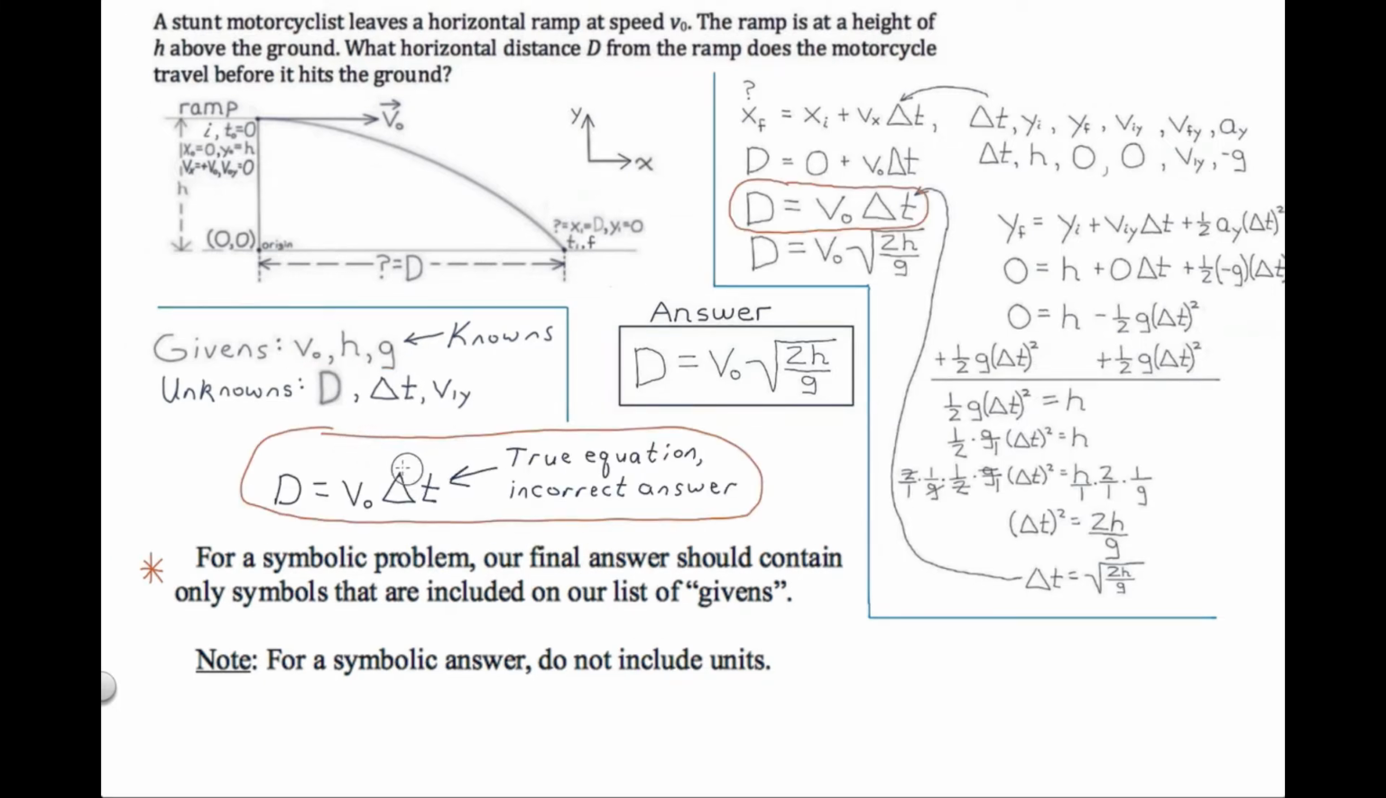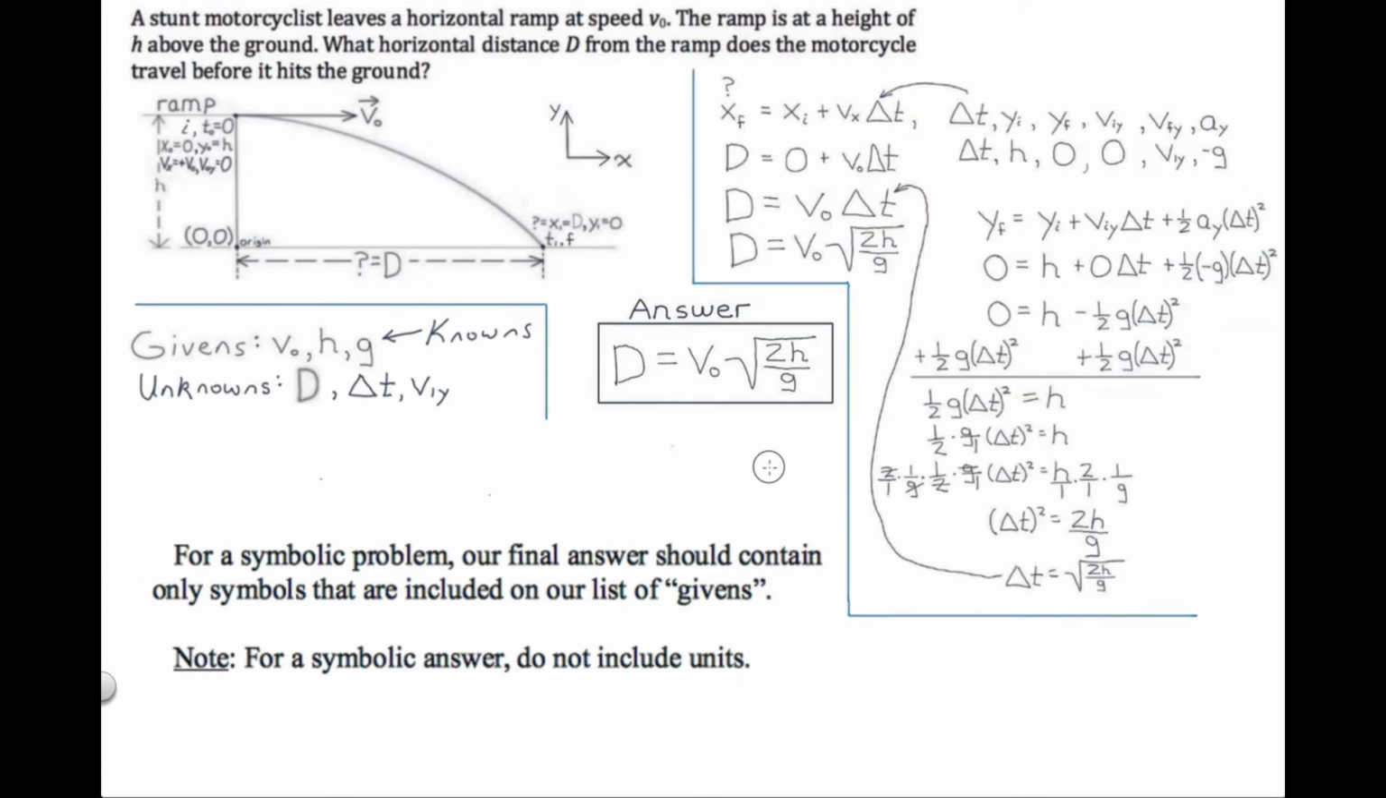For example, consider this possible answer to the question. Capital D equals v sub naught times delta t. Now, this is a true equation, as you can see here. Nevertheless, this would still be considered to be an incorrect answer to the problem because delta t is not on our list of given symbols. In order to get this correct answer for the problem, we had to substitute this expression for delta t, which involves only the given symbols.